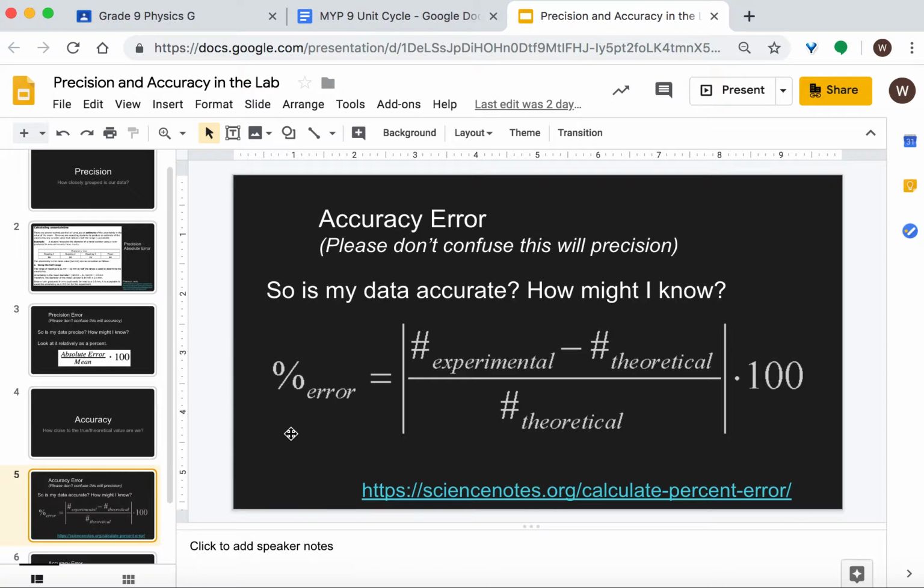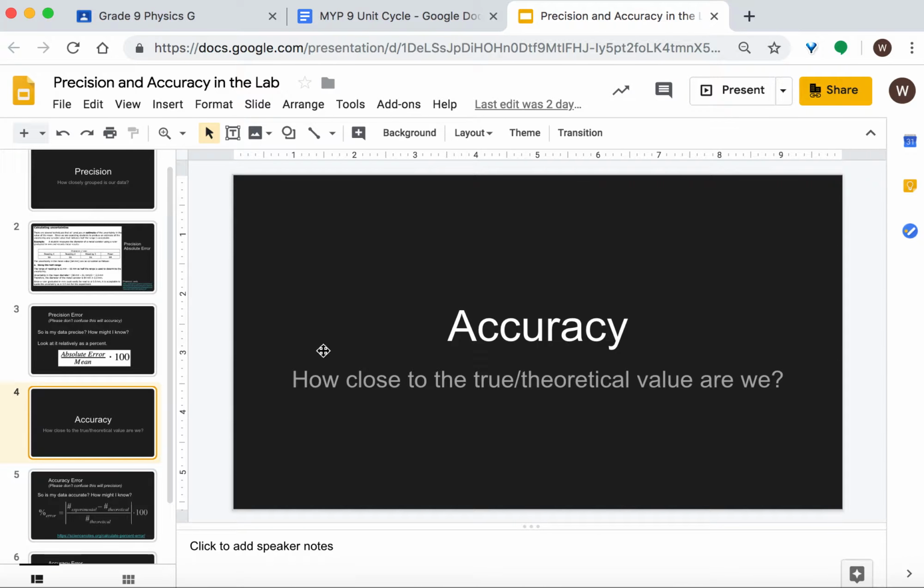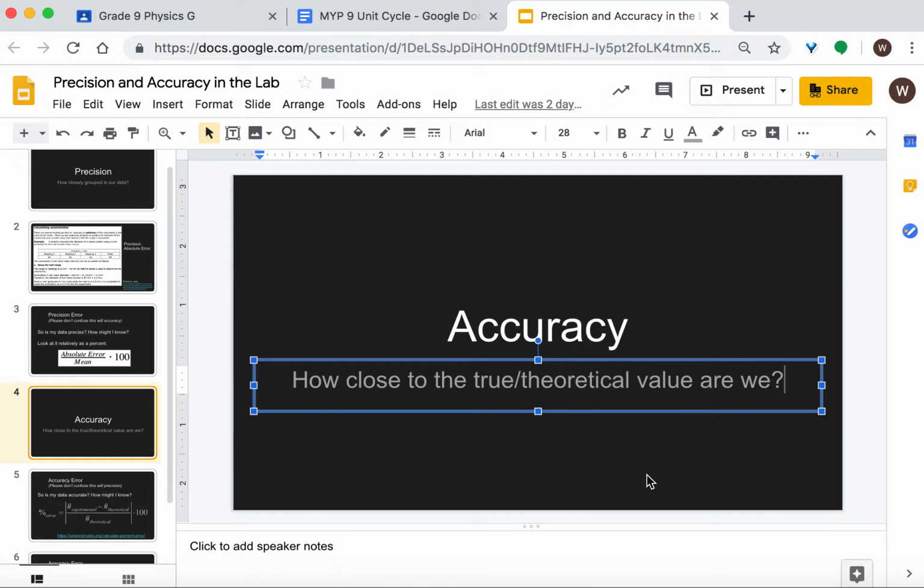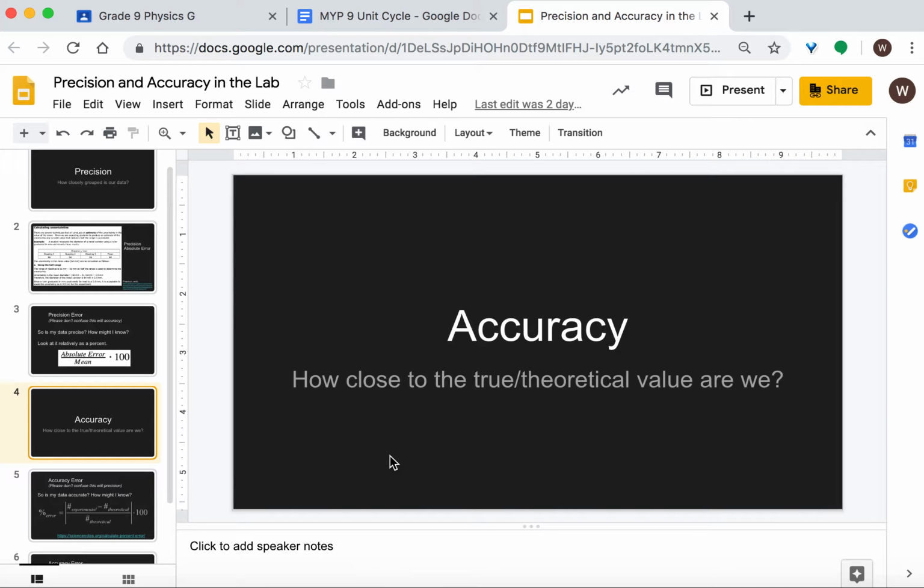Now what does this tell us? This tells us our accuracy in terms of percentage. Remember, our accuracy is how close we are to the true or theoretical value. Just like precision, if you are within maybe 0 to 6%, that is accurate. If you're between about 6 to 11%, then you're somewhat accurate. And if you're anywhere larger than 11%, that's not accurate.